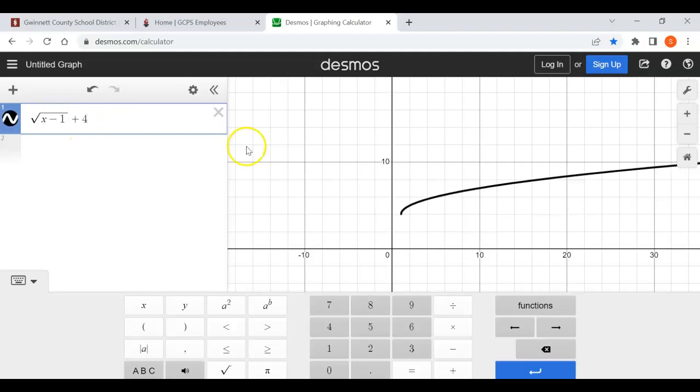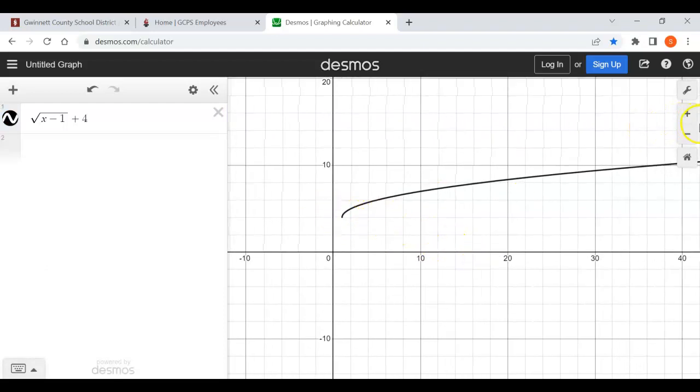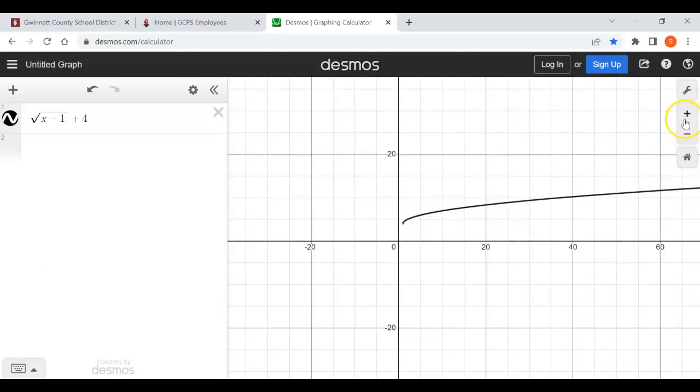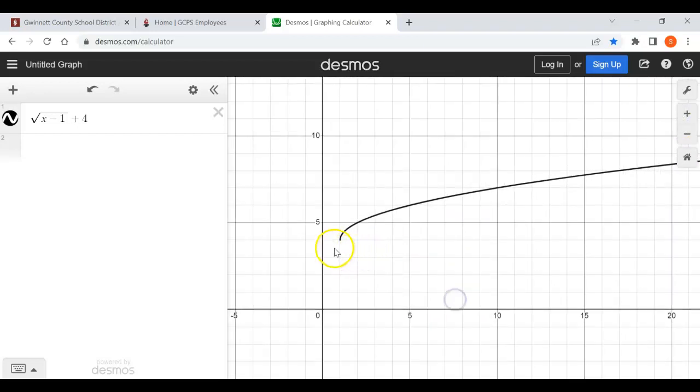So now we can visually see this graph, how it has, again, the starting point, which is here. Let me zoom in right quick. So we have that starting point, which is here, and then going on, right? Because it's a square root, it's a radical going on in one direction.